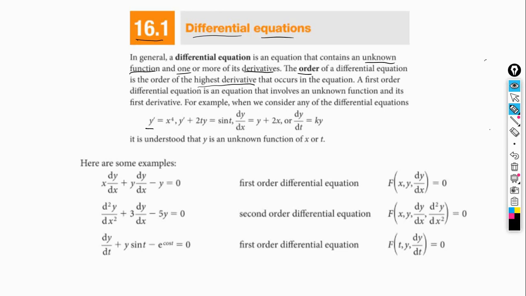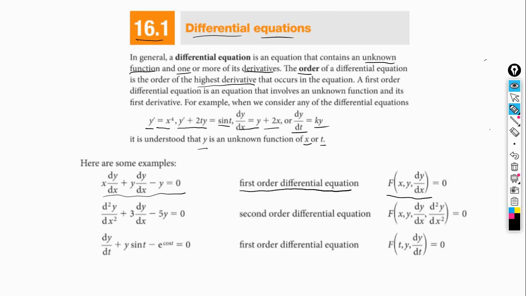So derivative of y is equal to x to the 4, or derivative of y plus 2ty is equal to sine of t, or derivative of y is equal to y plus 2x, or the derivative of y in terms of t is equal to k times y. It is understood that y is an unknown function of x or t. So here are other examples. X times the derivative of y plus y times the derivative of y minus y is equal to 0. So this is a first order differential equation.